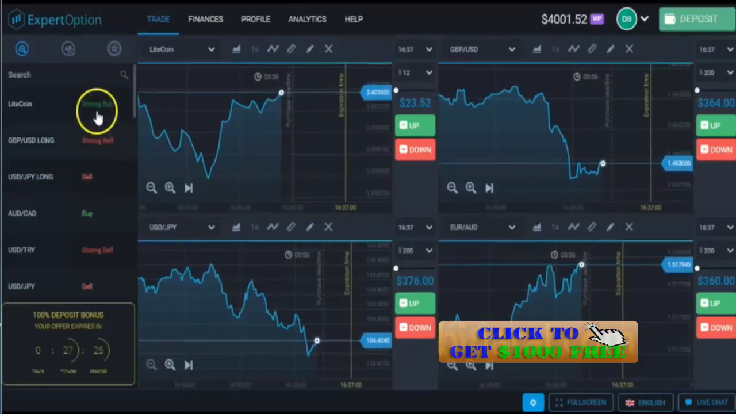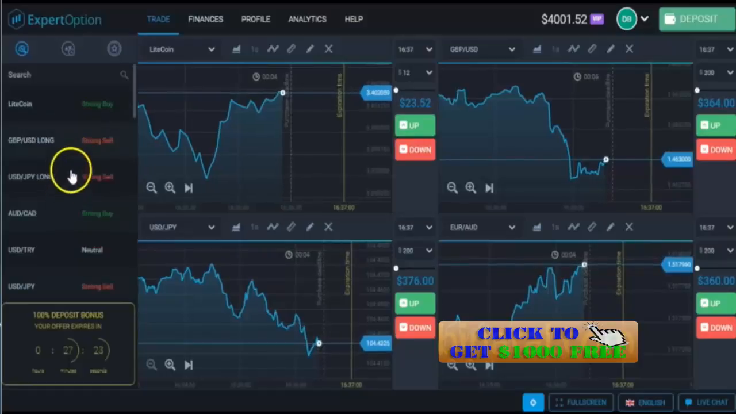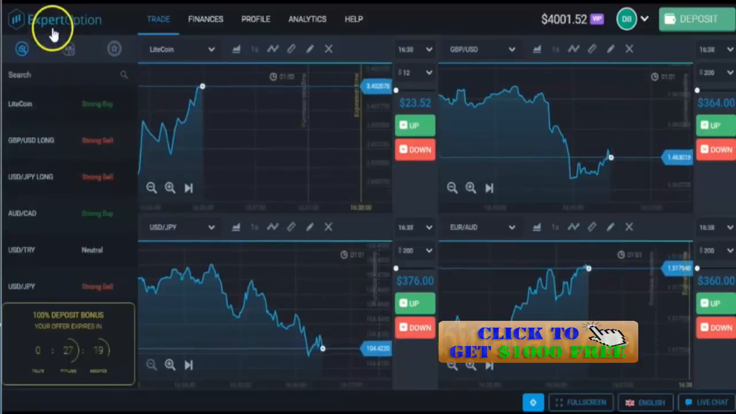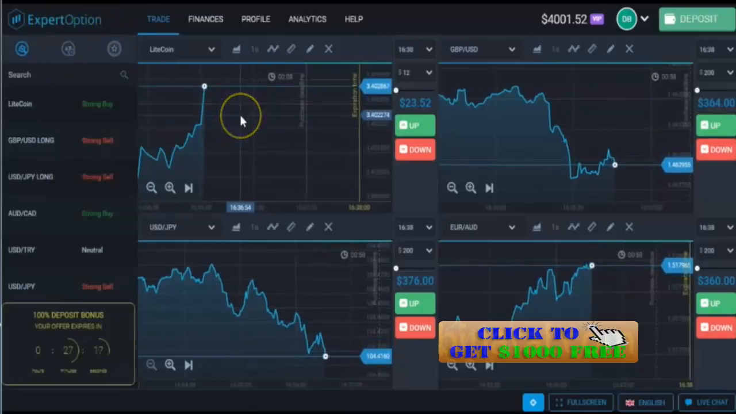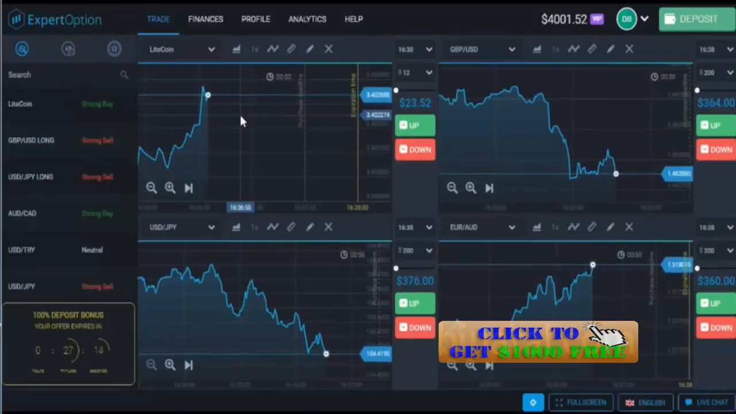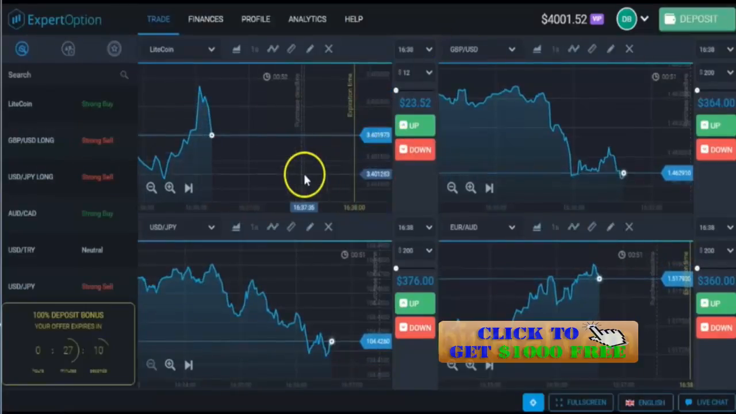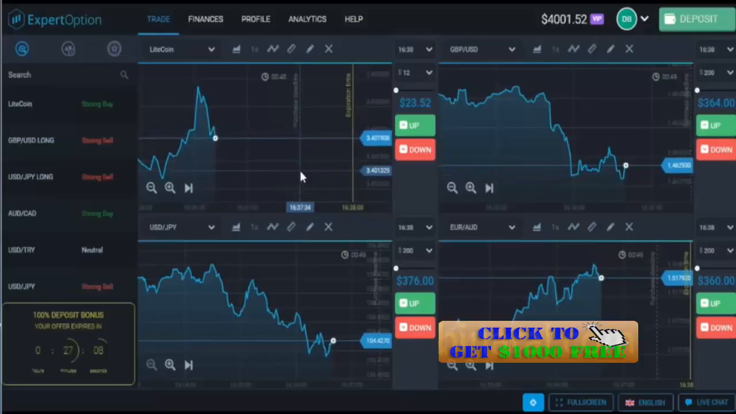And don't forget to look at these signals that you see here, signals from Expert Option. So you better combine these two things. You better mix signals and the martingale trading principle, and your trading will be successful in that case.